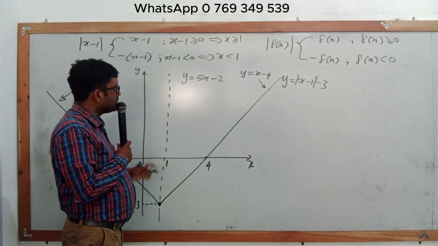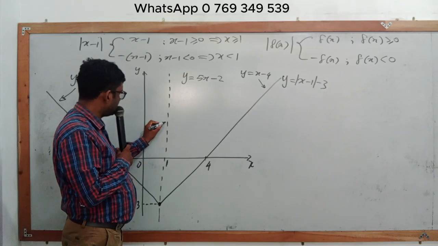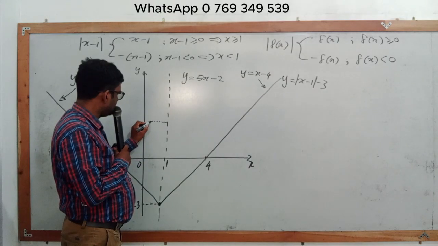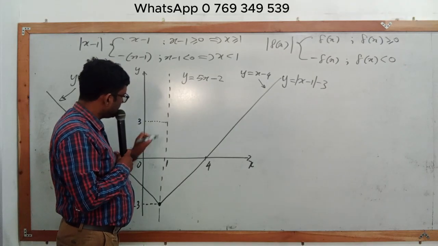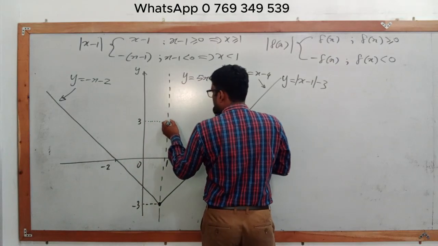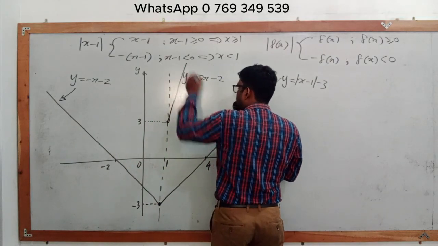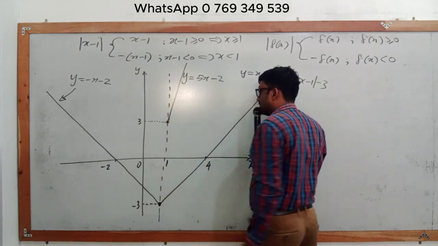And x equals 1, that is 3. 3 is here. Minus 3 here, 3 also here. And this is the point. And that one should be like this. Right? That graph should be like this.